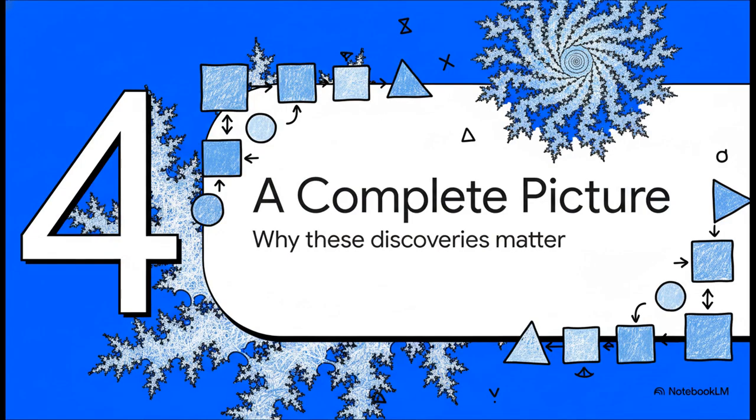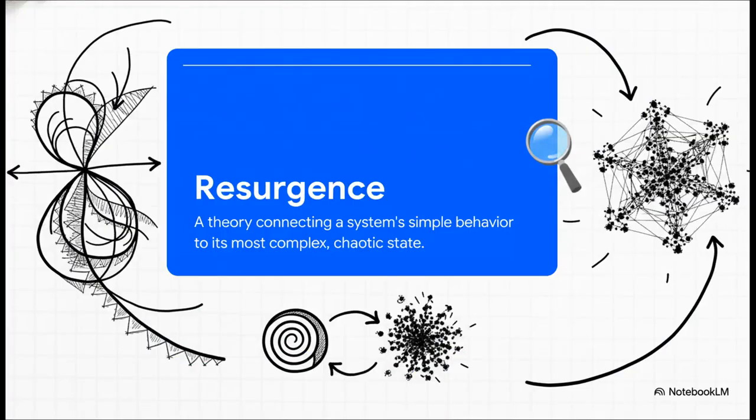So, what does all this mean? Why is solving this specific puzzle such a big deal? Well, it's because for the very first time, these researchers were able to create a complete mathematical picture of this entire fractal family. And the tool they use to do it is this powerful, almost magical idea called resurgence. Now, look, it's a really deep mathematical theory, but the core idea is just beautiful. Resurgence gives you a way to connect the simplest, most predictable parts of a system with its most complex, most chaotic parts. It basically proves that they're not separate things at all. They're just two sides of the very same coin.